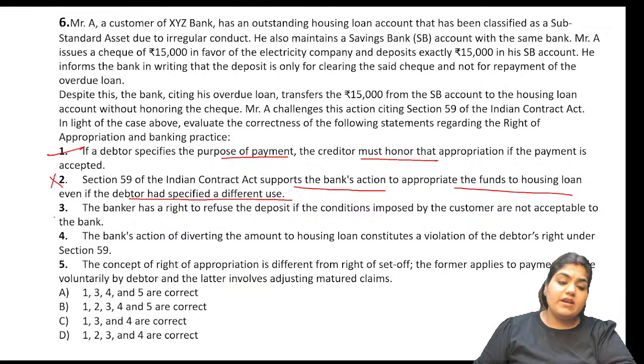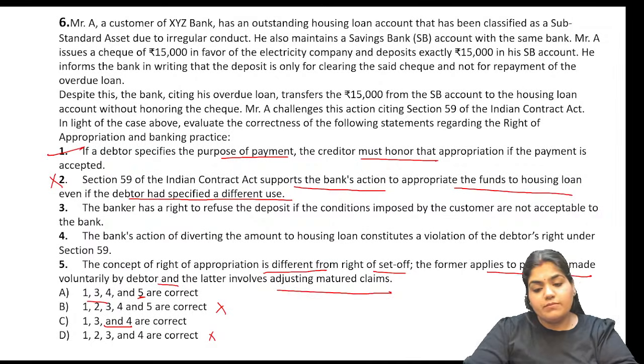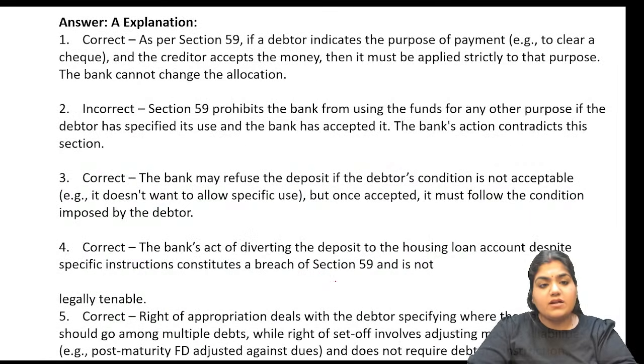Statement number 2 is correct? Incorrect. 1 is correct. Wherever 2 is mentioned, let's eliminate that. 3 and 4 are common. Let's see 5. The concept of right of appropriation is different from right of set-off. The former applies to the payment made voluntarily by the debtor, and the latter applies for adjusting the maturity claim. Yes, it is correct. A is the correct answer.